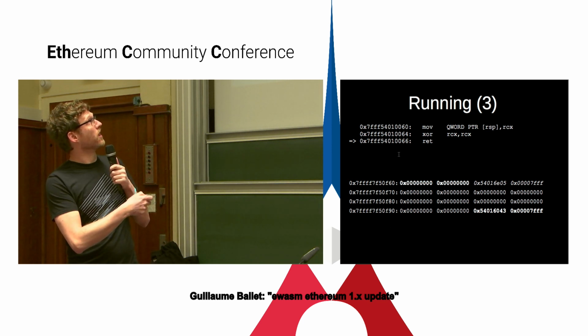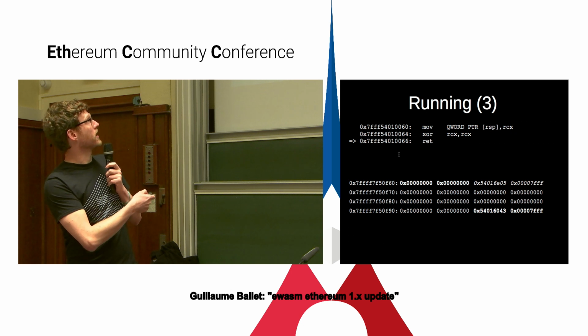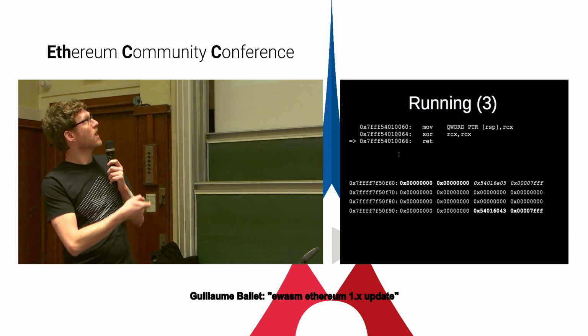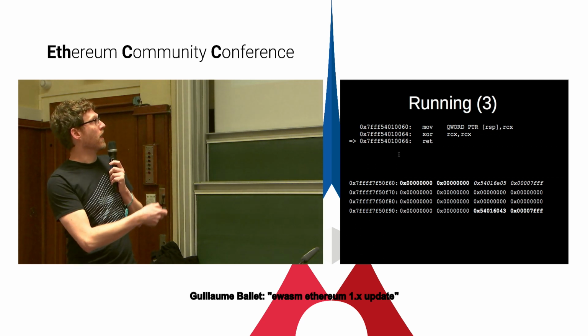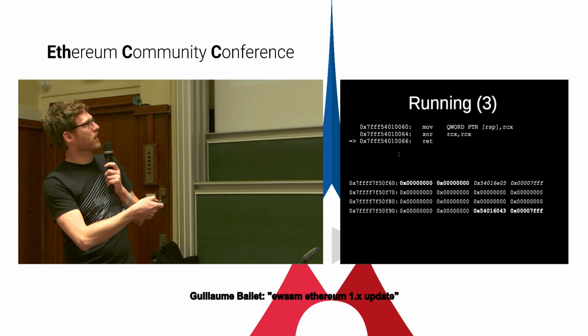uses this kind of weird return trick. It takes RCX, the content of RCX, which is a register, and puts it on the stack, and RCX was 0. So what ends up on the top of the stack is 0. So when you return, you just return into invalid memory. And the real value that was supposed to be in that register was this. This is part of what's called the trampoline.